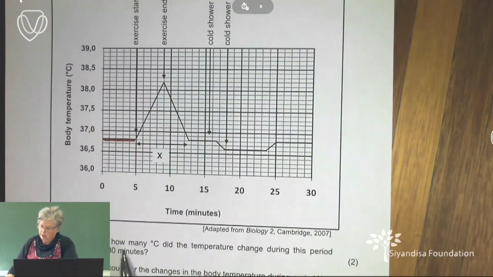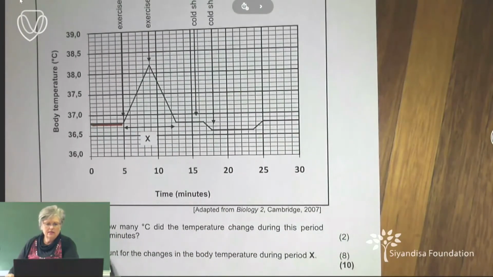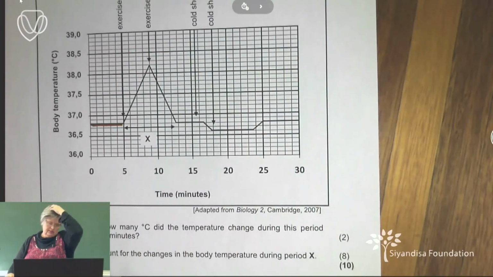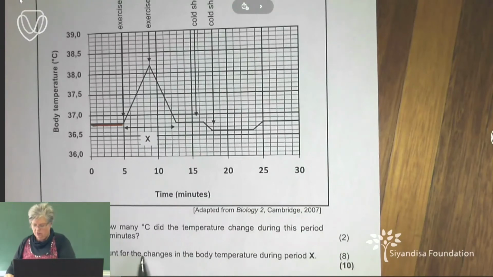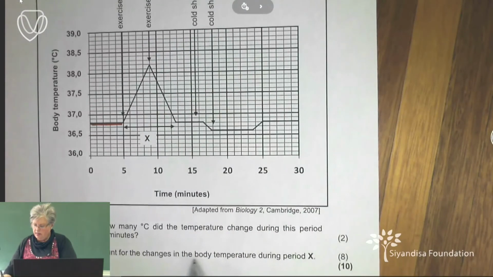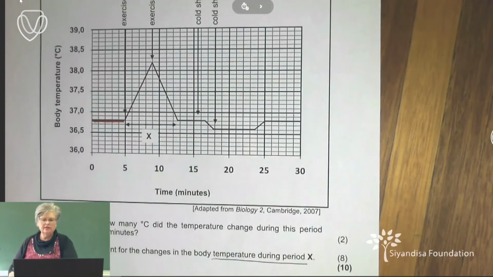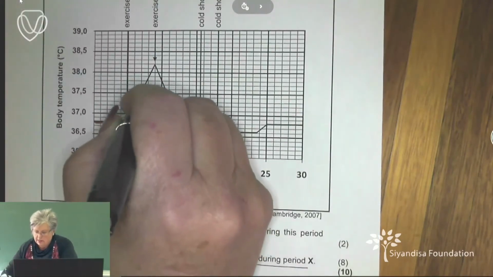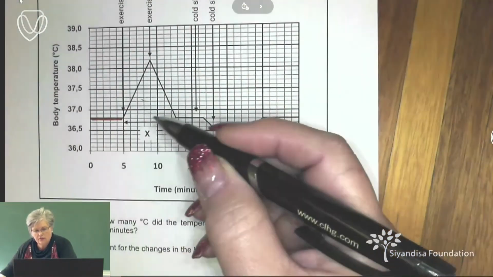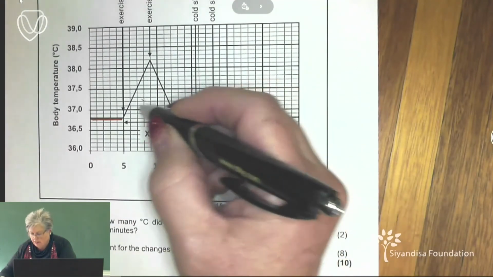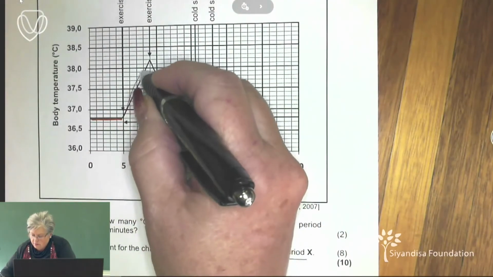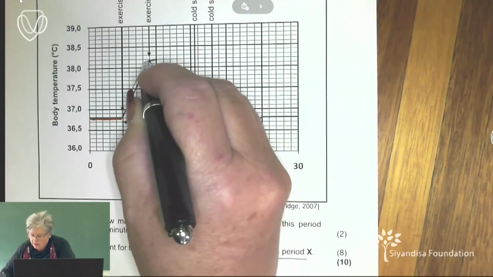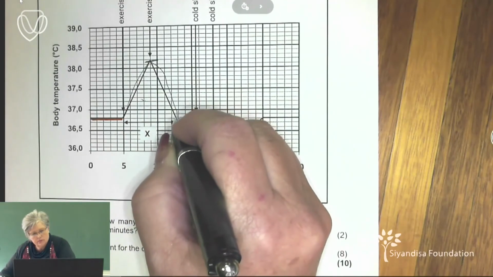The first one is by how many degrees did the temperature change? Then account for the changes. Now, very interesting: account for the changes in the body temperature during period X. They don't say to you what happens. They just say to you, look at X. So that's why it's a more challenging question. You must see the body temperature went up, and the body temperature was lowered.